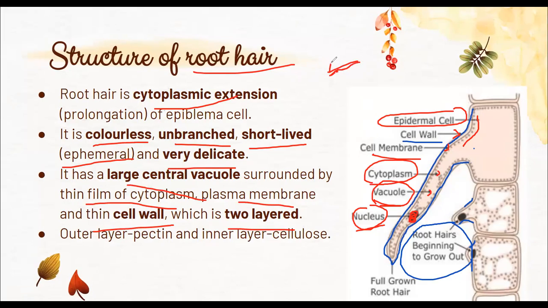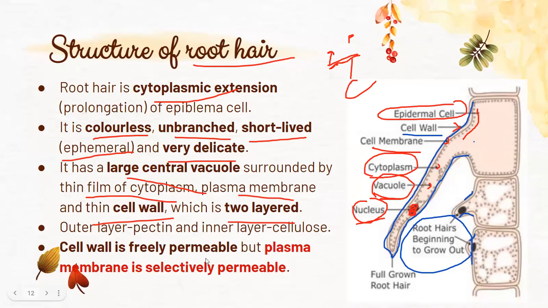So the outer layer is made up of pectin, which is again a complex polysaccharide, and the inner layer is made up of cellulose. Again, this is a complex polysaccharide. Okay, pectin and cellulose. In plants, you will see most of the structures made of pectin and cellulose. Okay. Then the cell wall is freely permeable, but the plasma membrane is selectively permeable.